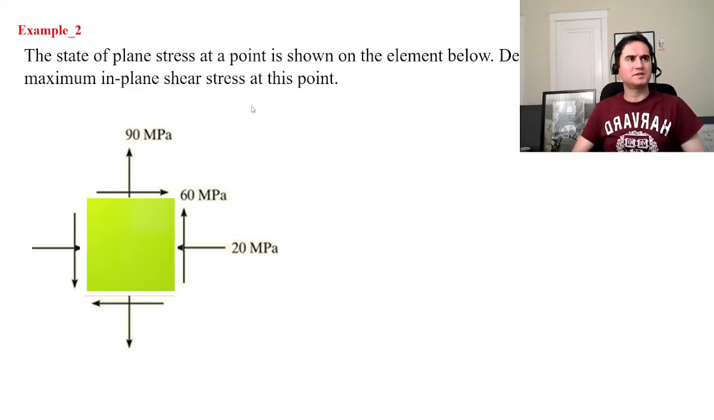Chapter 9: more Mohr's circle. Let's review one more example in Mohr's circle and stress transformation. In this example, the state of plane stress at the point is shown on the element below. We want to determine the maximum shear stress at this point.